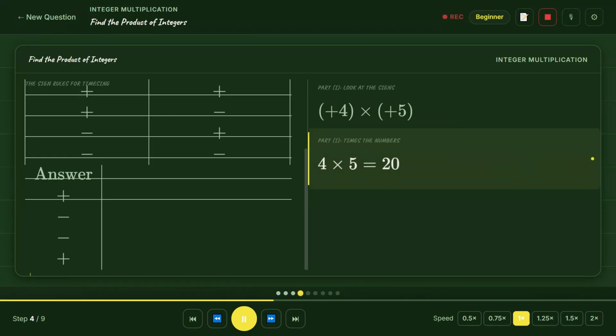Now let's forget the signs for a moment. Just times 4 and 5 together. 4 times 5 is 20. Easy peasy.